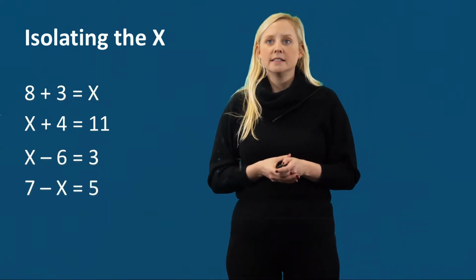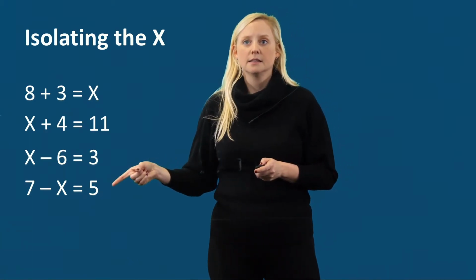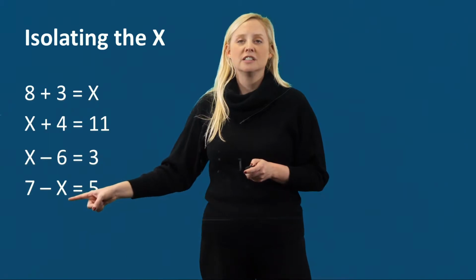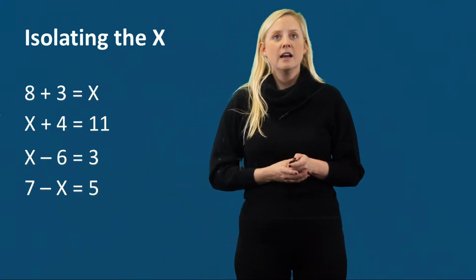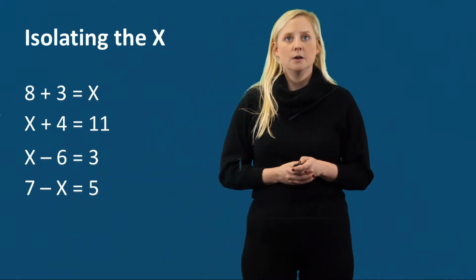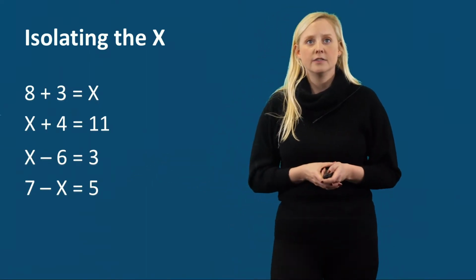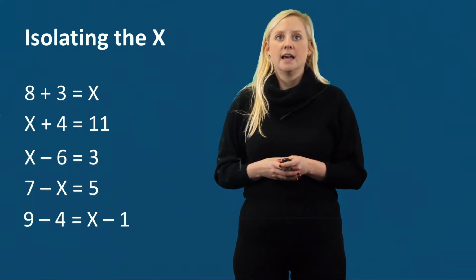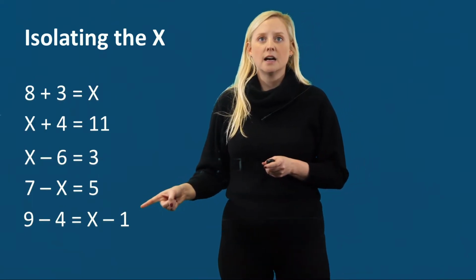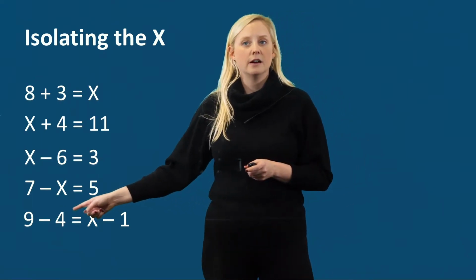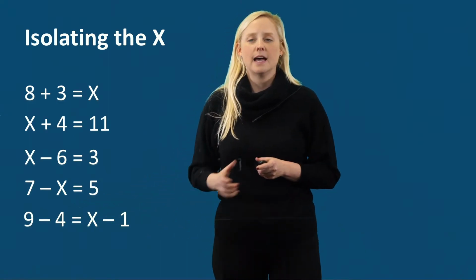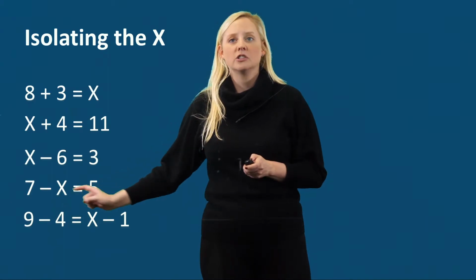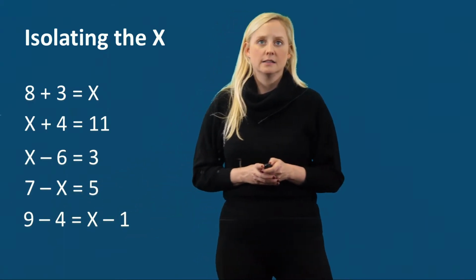Students also learn to isolate the x in problems like this. 7 minus x is the same as 5. Here, students actually need to move the x to the other side of the equal sign in order to isolate it. And we'll talk about that in more detail in the slides that follow. Students also learn to isolate the x in equations like this non-standard equation that reads 9 minus 4 is the same as x minus 1. Here, students have to simplify the left side of the equation before they isolate the x.